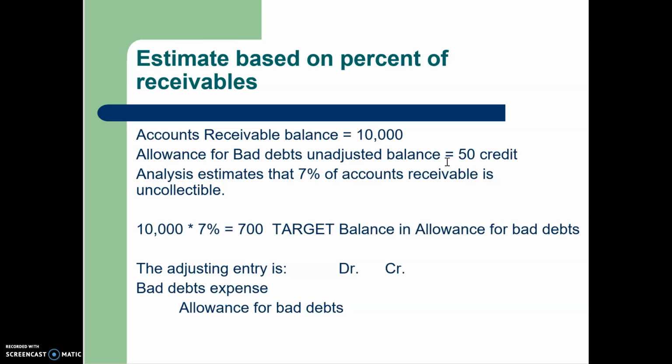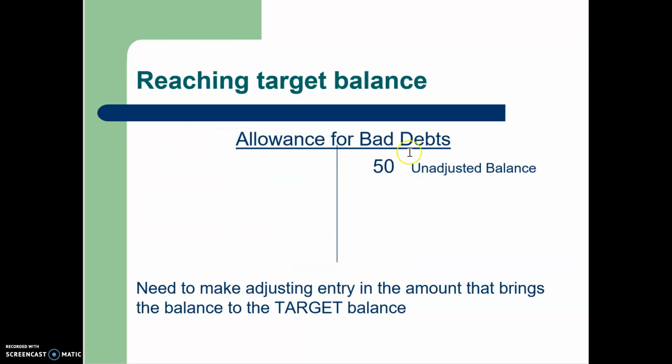So I like to draw a T account. Okay, we've got a $50 unadjusted balance. We want it to have a 700 balance. That's our target balance. And the target balance should always be credit. That's the normal balance in allowance for bad debts. So we have to make an adjusting entry to bring the allowance for bad debts from the 50 unadjusted balance to the 700 target balance. So how are we going to get from 50 to 700?